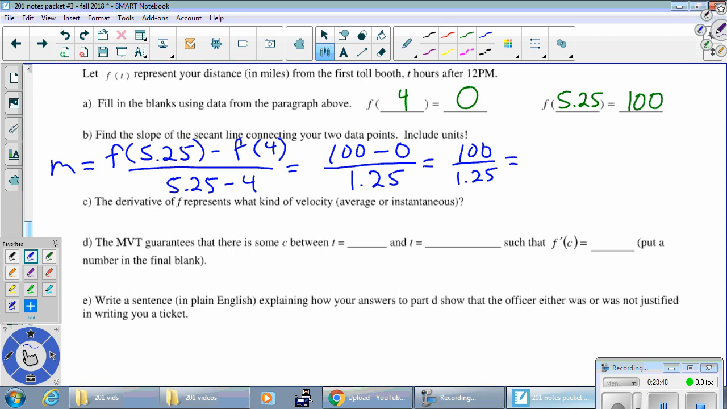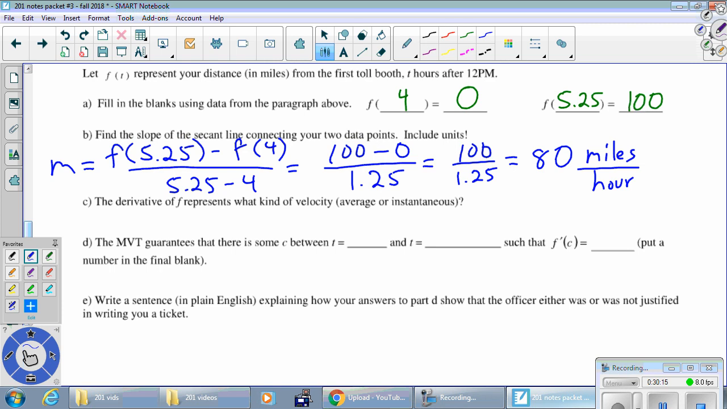Is that 80? I think that's 80. Okay, part C, it said we wanted units here. So the numbers on the top of our fraction, 100 and 0, those were measured in miles from the first toll booth. And then the 5.25 and the 4, those were hours. So miles per hour is the units for 80, which could be a problem.